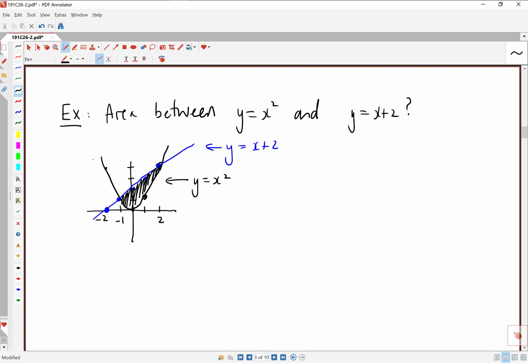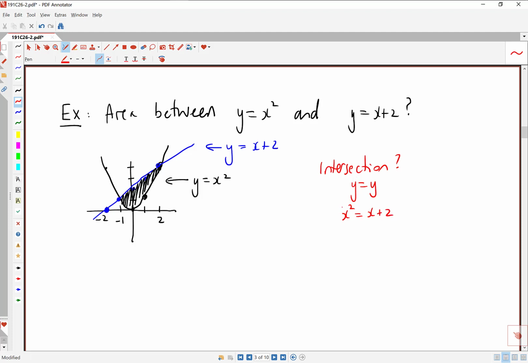Now, let's say that you hadn't done your sketch that carefully, and let's say you wanted an algebra way of figuring out where the curves intersect. Okay, so if you want the intersection of any two curves, what you can do is set y equal to y. So that's going to force the curves to intersect. And then we're going to figure out the x value where that happens.